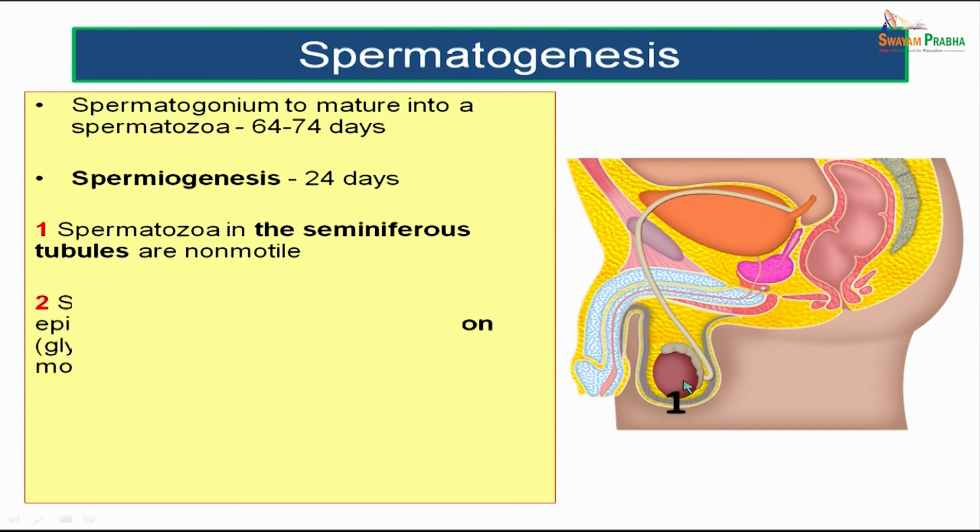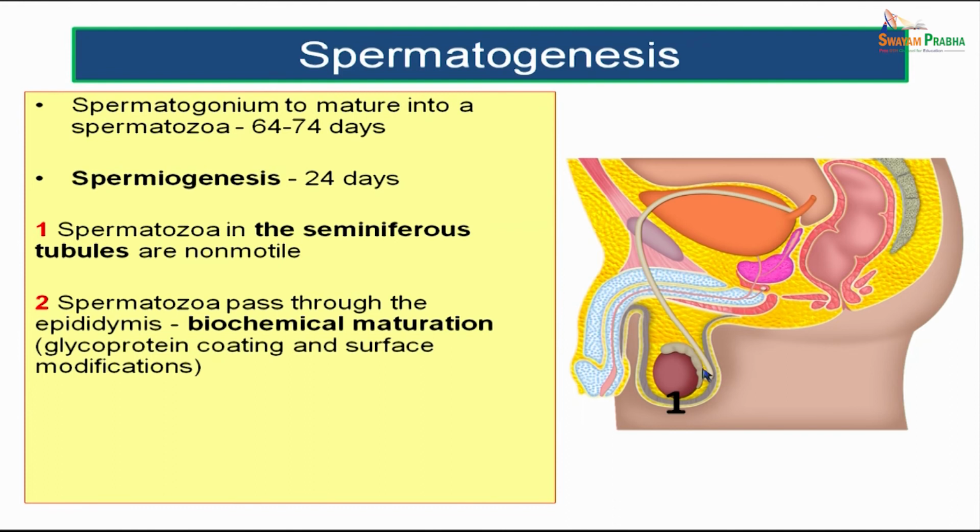Then what happens? They will pass through the epididymis. This is the epididymis which is lying just behind the testis. It has a head, body and tail. The details of it will be dealt with in gross anatomy sections. So, this is the epididymis.